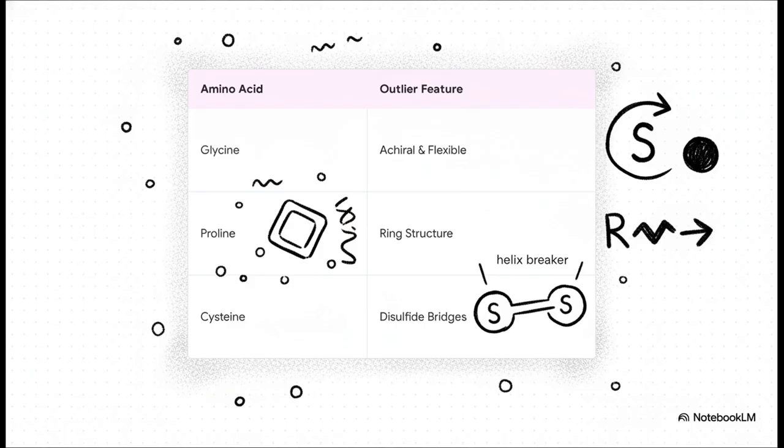And finally, cysteine. While every other standard L-amino acid rocks an S configuration, cysteine bucks the trend. Thanks to its heavy sulfur atom, it has an absolute R configuration. Plus, it's the only one that can form those strong, covalent disulfide bridges.